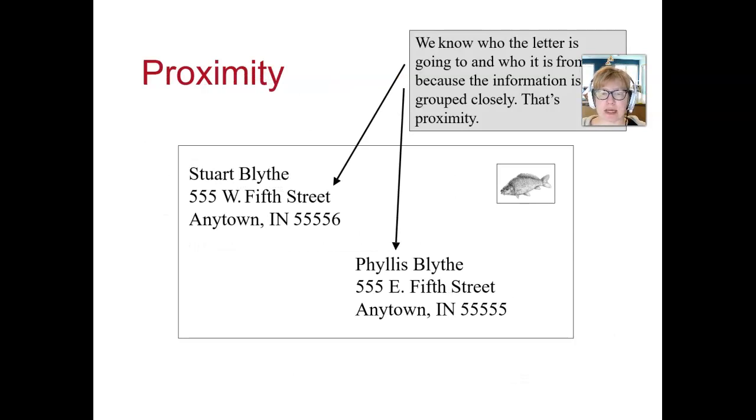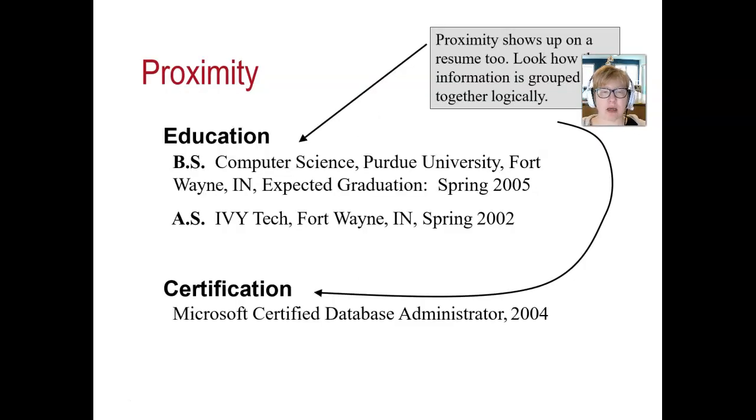We're back to this letter. This is a former professor at our university. He's now at Michigan State, good friend of mine, Stuart Blythe. We know who the letter is going to and where it is from because of the information and how it's grouped. We know that it's coming from Stuart and going to Phyllis, right? The same thing happens here in proximity. We know education happens and is lumped together, and we know certifications because those items are grouped together. They're proximal to one another.